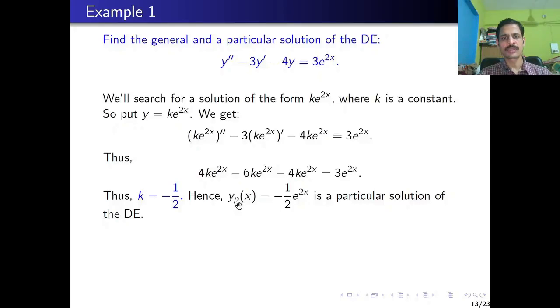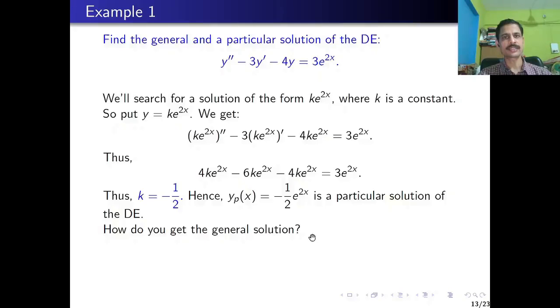So a particular solution of the non-homogeneous ODE is minus half e raised to 2x. How did we get this? We substituted k is equal to minus half in y is equal to k e raised to 2x, and we got the particular solution. This is the method of undetermined coefficients. That coefficient k was not known and we tried to determine it by substituting it back.